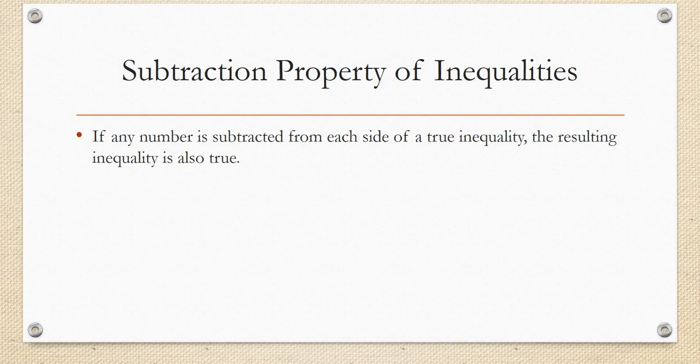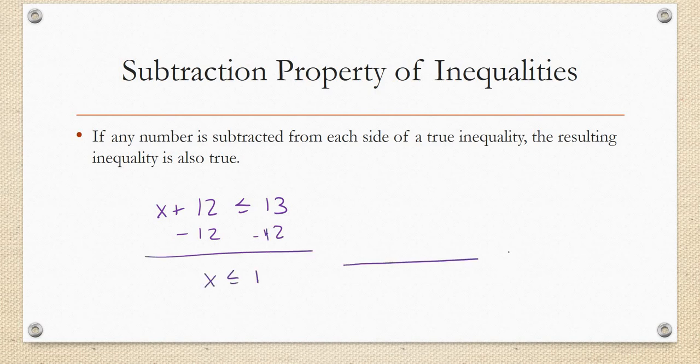Let's do one more example of the subtraction property. Let's do x plus 12 is less than or equal to 13. Subtracting 12 from both sides results in an equivalent inequality. x is less than or equal to 1. And equal to is a solid dot, and less than goes to the left.